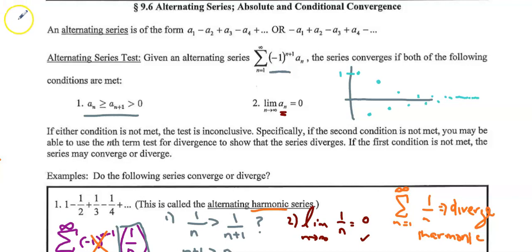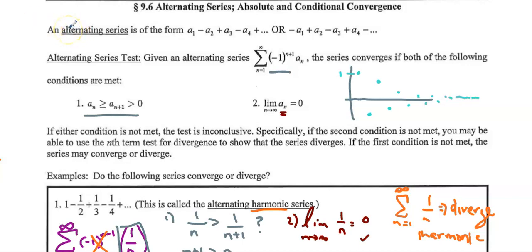Hello everyone, we're going to continue on with the alternating series test. In this video I'm going to show you guys just a couple more examples. In the first video we talked about how to apply the alternating series test, when to use the alternating series test, and briefly we talked about the difference between absolute and conditional convergence.